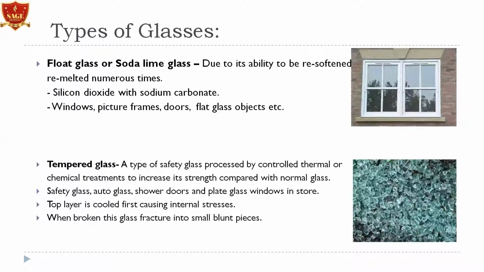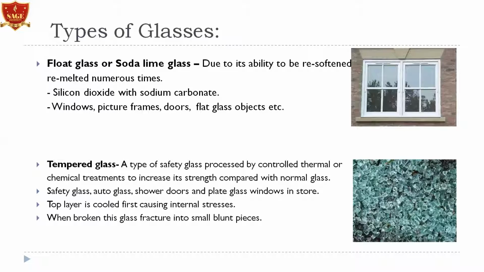The first is float glass or soda lime glass. Due to its ability to be resoftened and remelted numerous times, these type of glasses are used in windows, picture frames, doors, flat glass objects, etc. The major component with sodium dioxide in this type of glass is sodium carbonate.